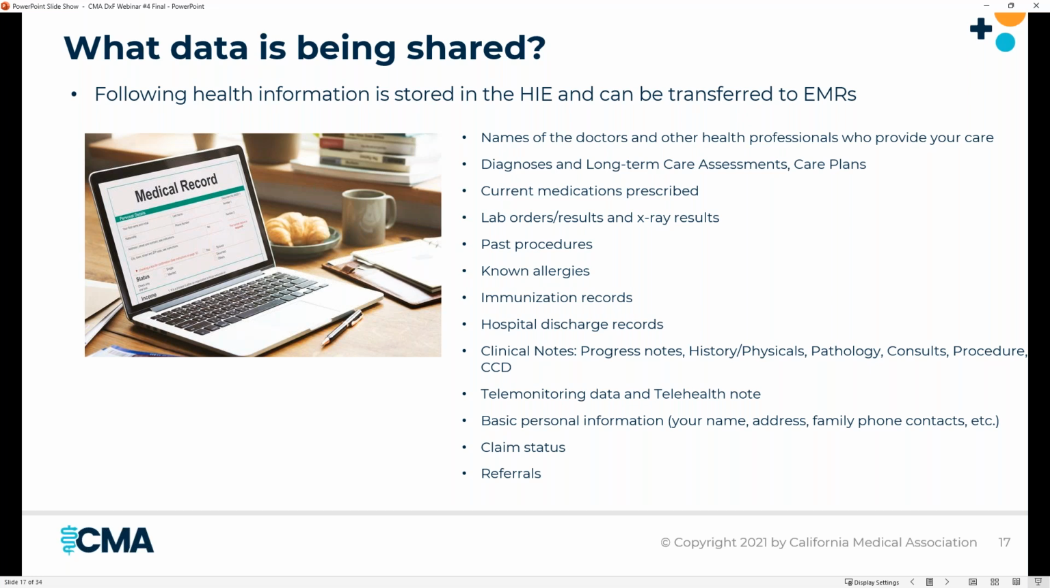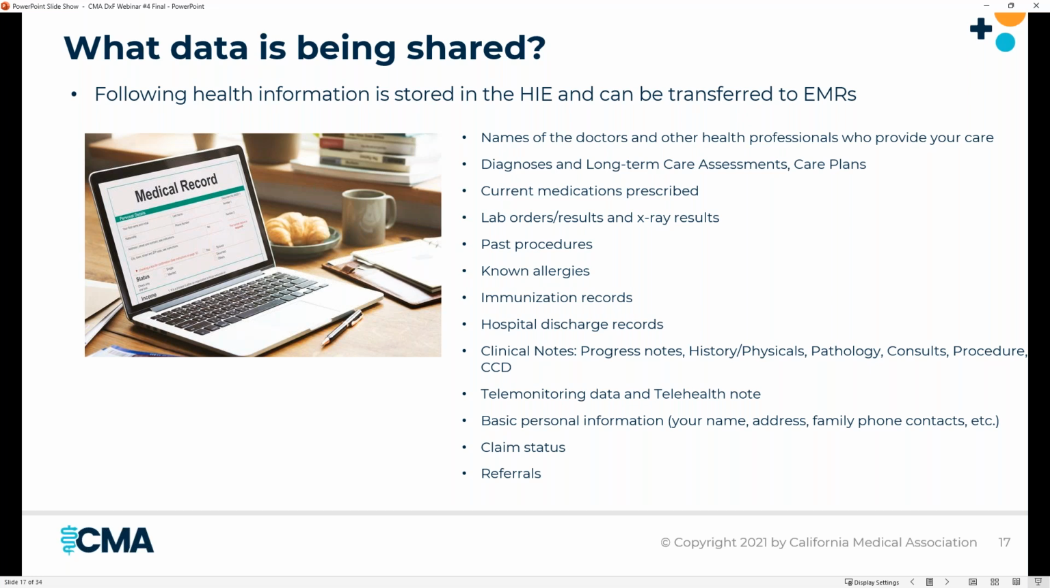Long-term care plans, assessments, all the current medications, the orders that you're doing, past procedures. Generally, all of this is part of your charting anyway. You're sharing your CCD, your historical pathology, any kind of telehealth you're doing. Sometimes trackers are involved in there. They're basic information, claims and referrals as well. And that's why we'll talk about, when you decide to join, what the opt-in for the patients will be. We'll discuss later on in privacy.